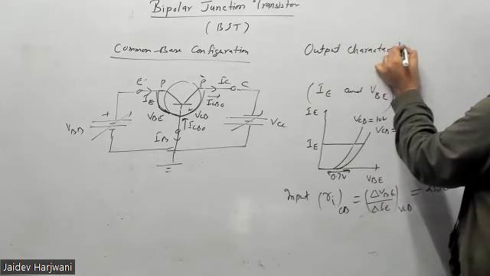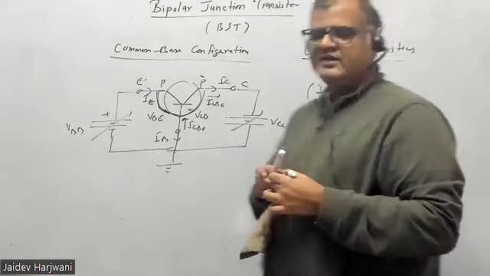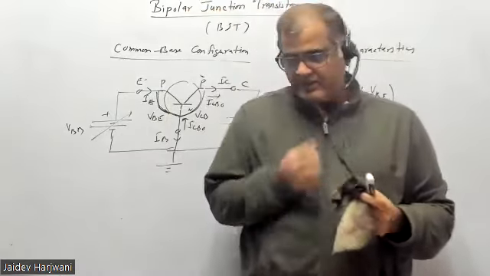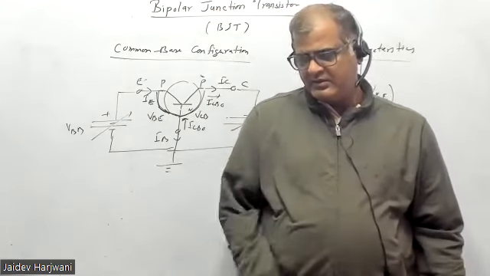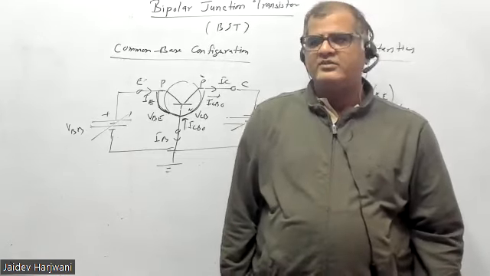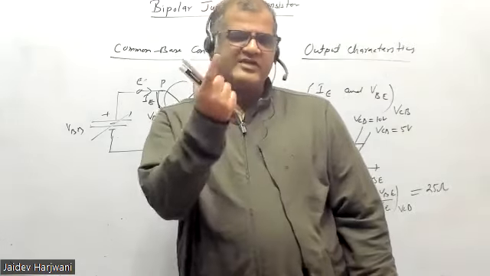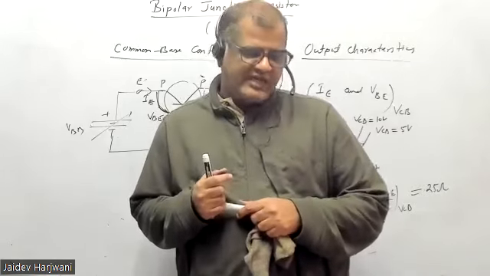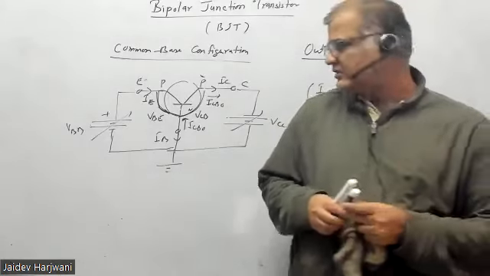Sir, what was written below base width modulation was not noted. Base width modulation means increasing VCB, the width of the base region will decrease. Okay, again I'm repeating, increasing the VCB, the width of the base region will decrease because the depletion layer will increase, so base width will decrease. Okay, and if base width decreases, there will be less recombination. Okay, I'm writing again here.